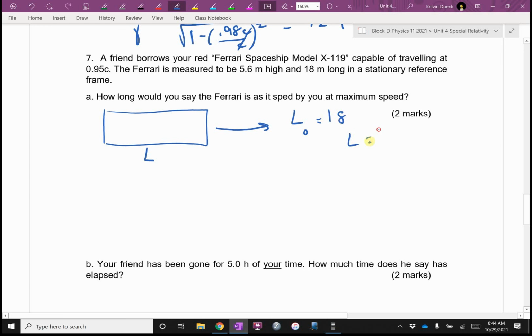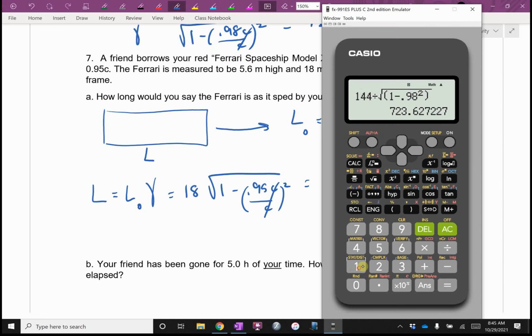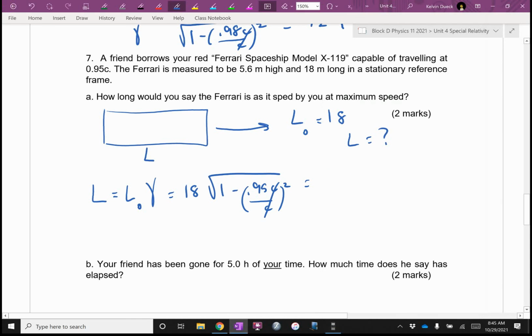I think they want me to find L. So L is going to be L0 times the Lorentz contraction. So it's going to be 18 times the square root of 1 minus 0.95 C over C, all squared. C cancels. It's going to be 18 times the square root of bracket 1 minus 0.95. Don't forget the squared, square root. And I get 5.62 meters.